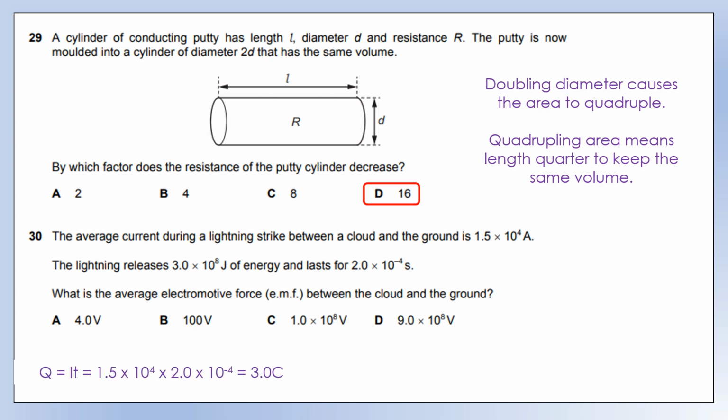So first of all, I'm going to work out how much charge has been moved. And then using this equation here, which says the energy is equal to the number of charges times the energy in each charge, we can rearrange that to calculate the potential difference, or in this case the EMF, and then get our value of 10 to the 8.